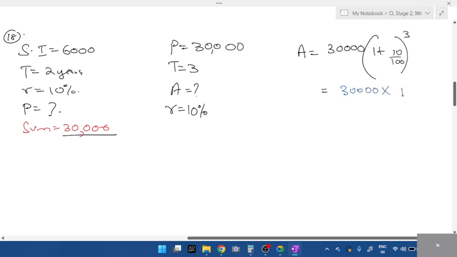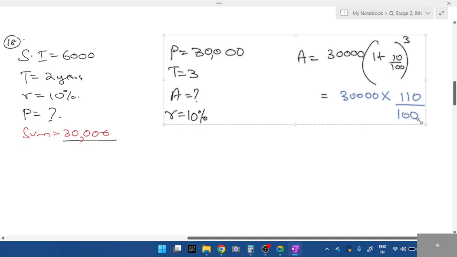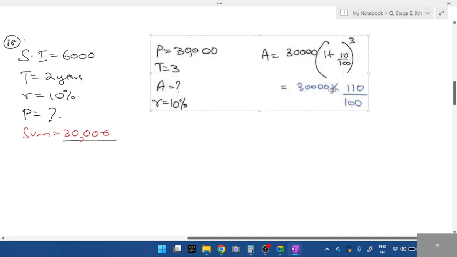Into what's the LCM here? You get 110 divided by 100. How many times do you have to multiply? Thrice. Complete this. This is the second part, students. There's one more question. We'll continue tomorrow.